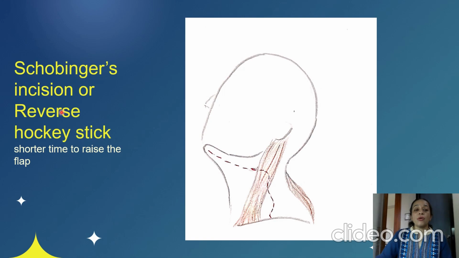Schobinger's incision or the reverse hockey stick incision is a single incision starting from the submental area midpoint, going down up to 2 finger spaces below the ramus of the mandible, and then gently curving down up to the midpoint of the clavicle in the form of a gentle S. This takes a shorter time to raise the flap.